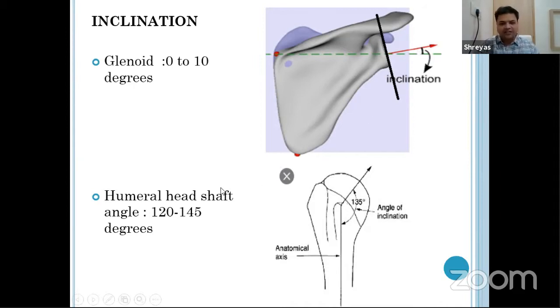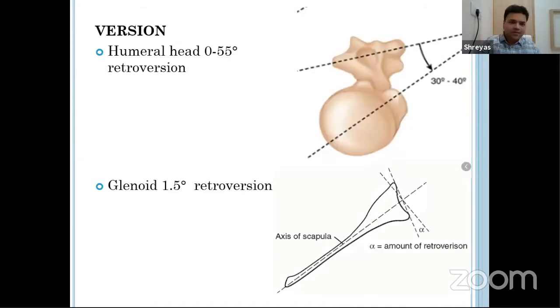And the humeral head shaft angle is around 120 to 140 degrees, which is measured by two lines. One line corresponds to that of the anatomical axis of the humerus, and another line is the axis of the humeral head, and the angle in between these two is the humeral head shaft angle, which varies from 120 to 145 degrees. Coming to the version, both the glenoid and humerus is retroverted.